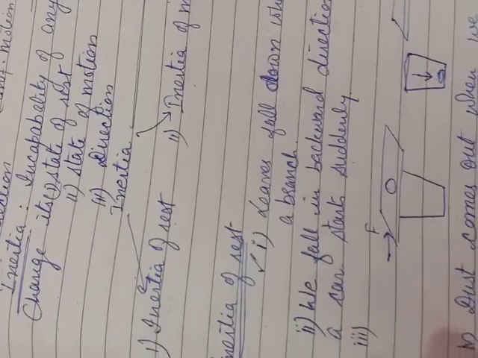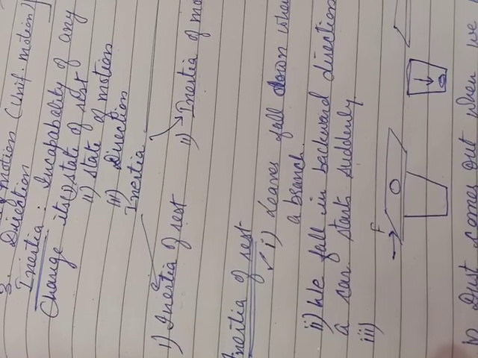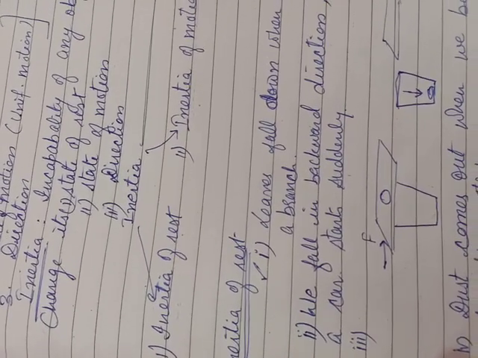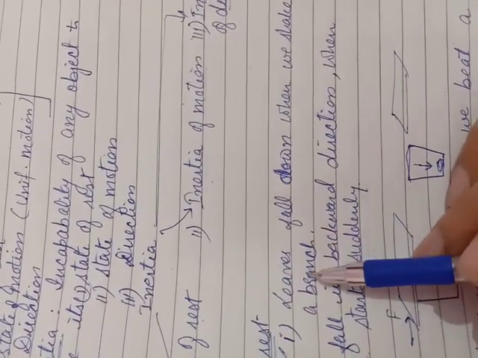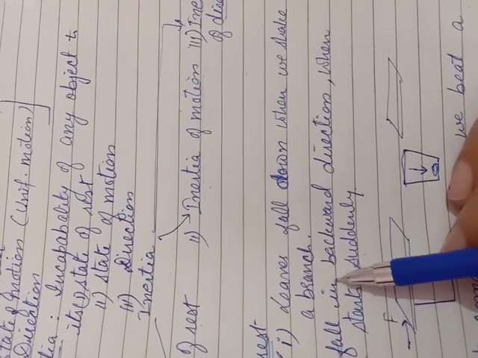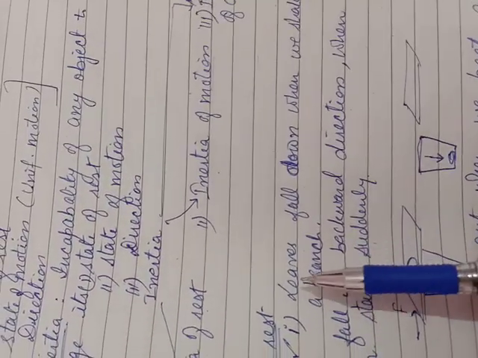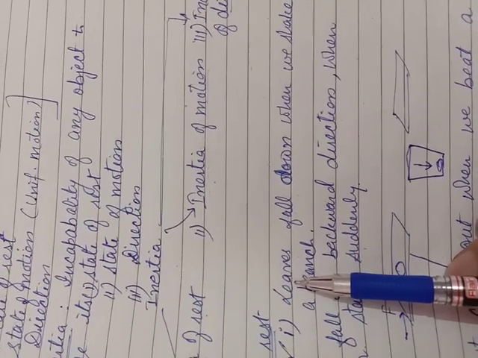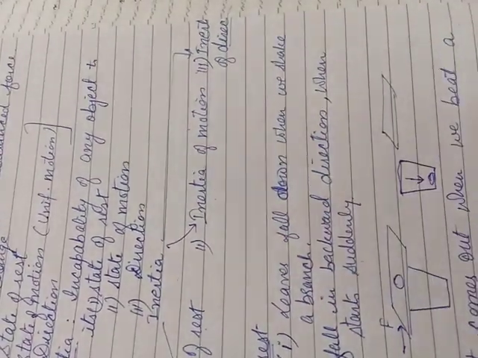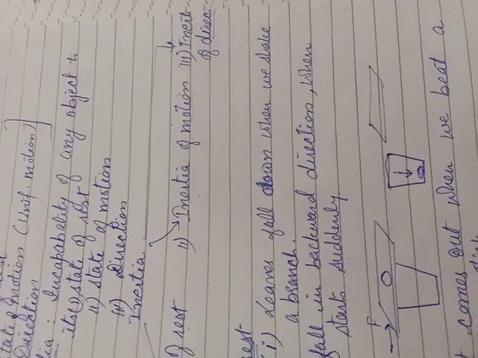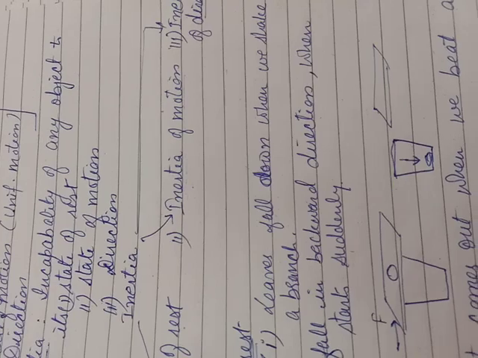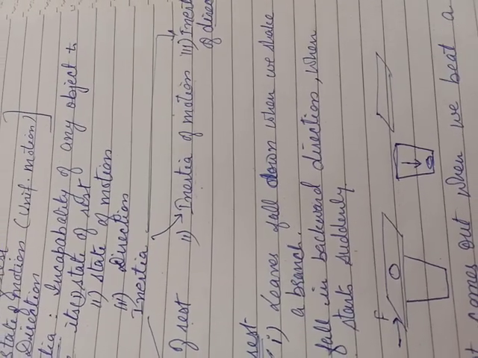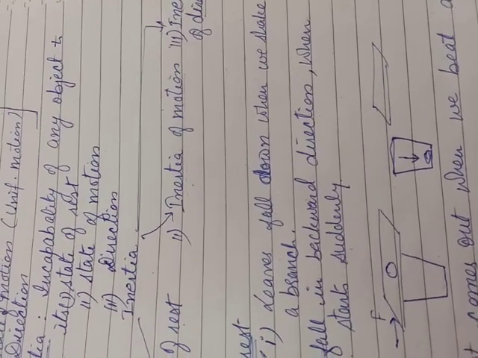Here are a few examples of inertia of rest that we generally see in our surroundings in daily life. The first one is leaves fall down when we shake a branch. Why do leaves fall down? When we shake a branch vigorously, leaves continue to be in their state of rest. It happens with fruits also. The leaves remain at rest while the branch moves forward, and the leaves get detached and fall down.